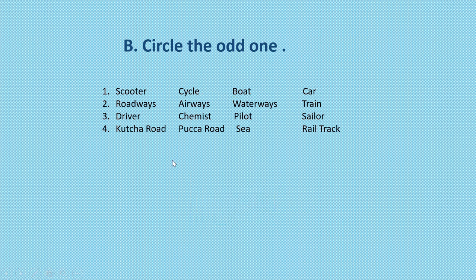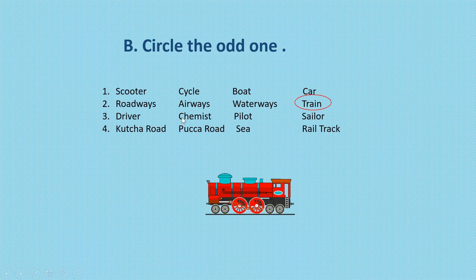Now next, second, roadways, airways, waterways. Train is the odd one. Why? You know very well. These three are ways, and this is a train. The train runs on the track, on the land. And these three are the different ways of transport, and this is the means of transport. This is a difference. So this is the odd one.